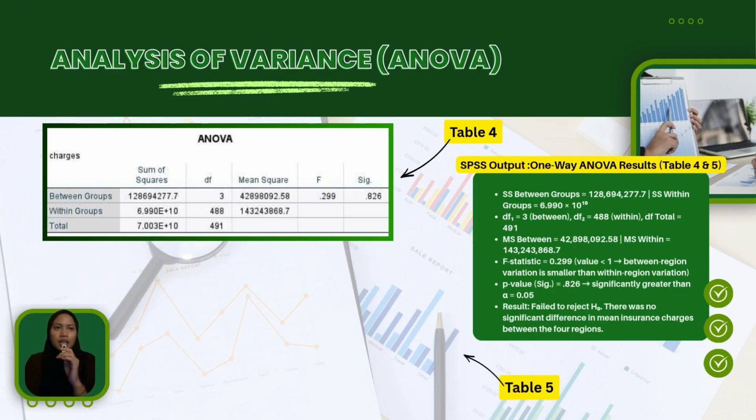To interpret this, an F value of 1.0 would mean between group and within group variation are equal. An F value greater than 1 suggests meaningful group differences. But here, our F value is less than 1, at only 0.299, which tells us that the variation between regions is actually smaller than the variation within regions. This strongly suggests that region has no meaningful effect on insurance charges. The corresponding p-value is 0.826, which is far above our significance level of 0.05.